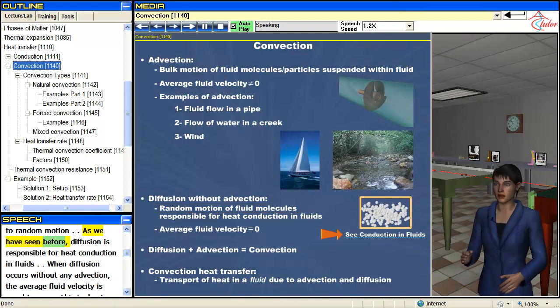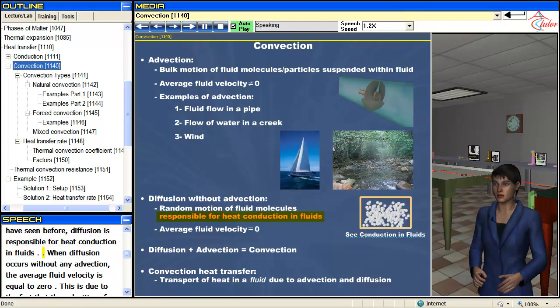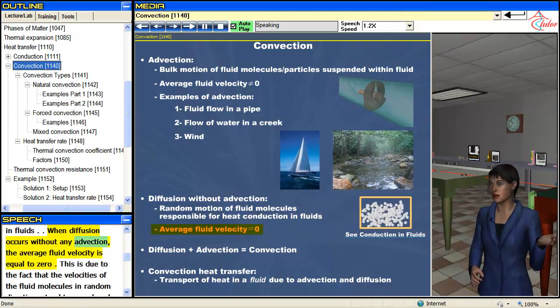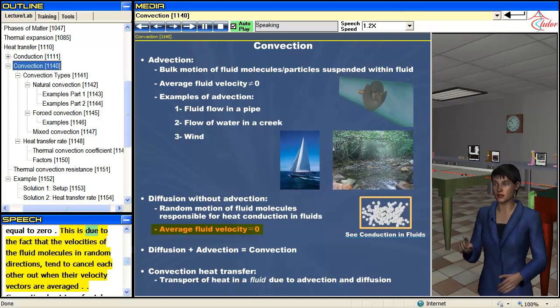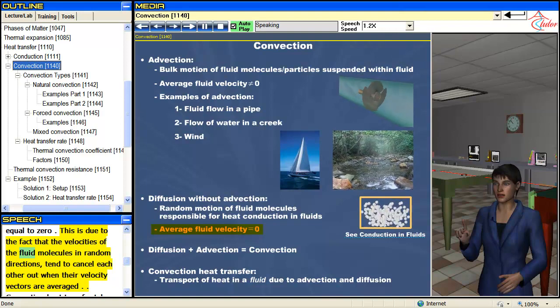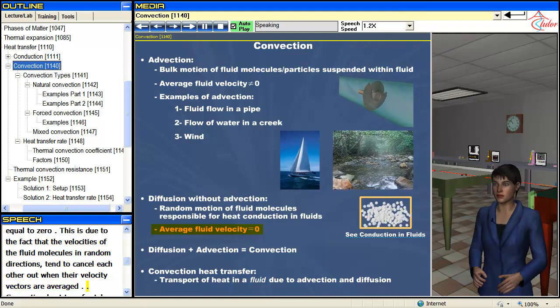As we have seen before, diffusion is responsible for heat conduction in fluids. When diffusion occurs without any advection, the average fluid velocity is equal to zero. This is due to the fact that the velocities of the fluid molecules in random directions tend to cancel each other out when their velocity vectors are averaged.